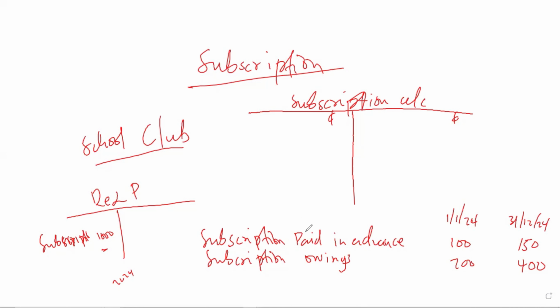Income paid in advance is a liability. So the first question that you ask yourself, subscription paid in advance, is it an asset or a liability? It is a liability. And all liabilities have a credit balance. So if all liabilities have a credit balance, then the opening balance will be on the credit side.